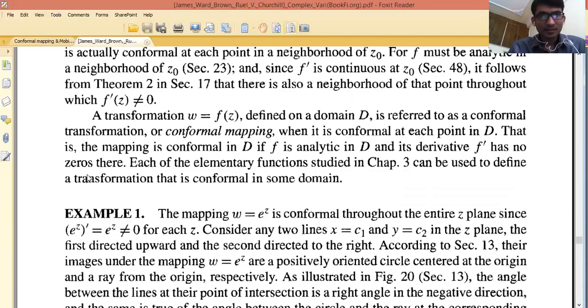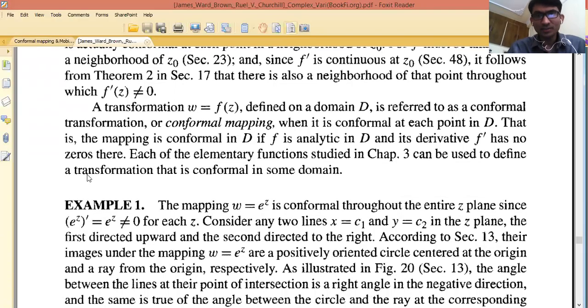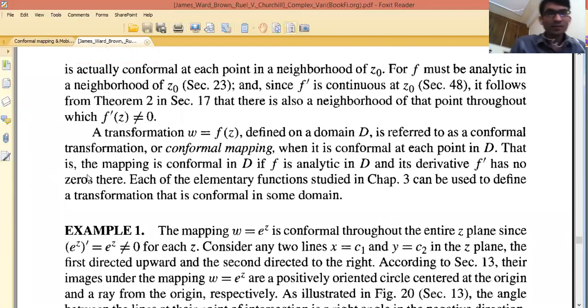A transformation w equals f of z defined on a domain D is referred to as a conformal transformation or a conformal mapping when it is conformal at each point in D. That is, the mapping is conformal if f is analytic and its derivative has no 0 here.